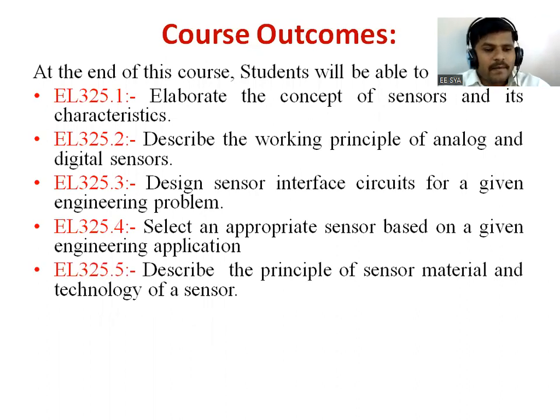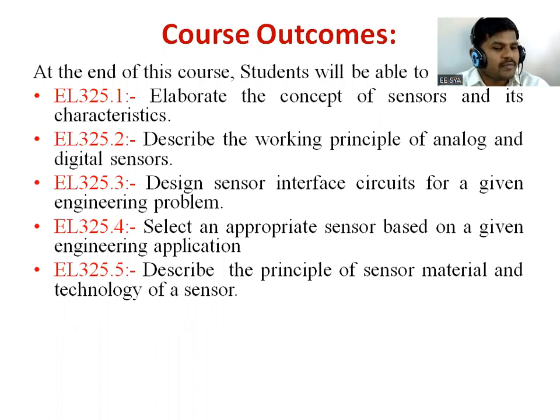The next course outcome is to describe the principle of sensor material and technology of sensors. We want to understand which types of material are used to manufacture the sensor, that means describing the principle of sensor material, and while manufacturing, which types of technology can be used.